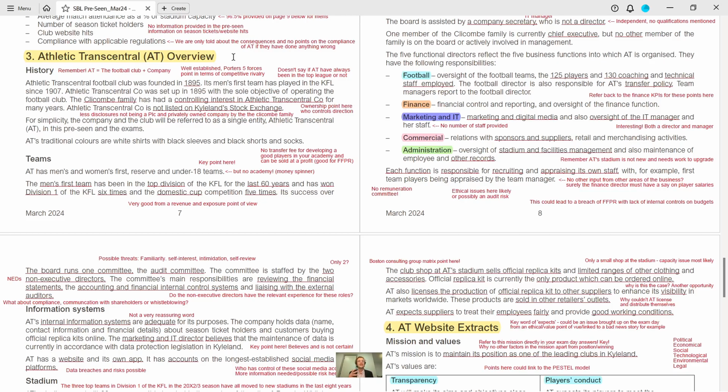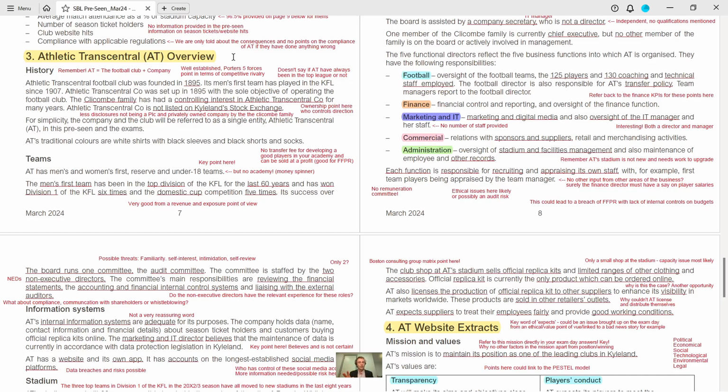This club was founded, it's well established, and you can see in my notes how I've linked it to points you could mention in Porter's Five Forces, the competitive rivalry on there. It doesn't say if AT has always been in the top league. It's always been up there in the top league, but we didn't know for how long.